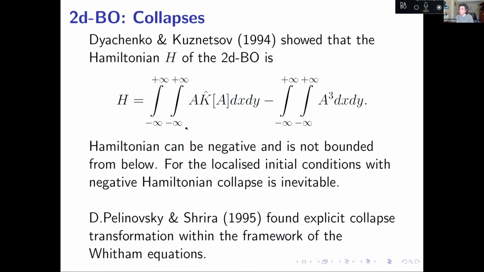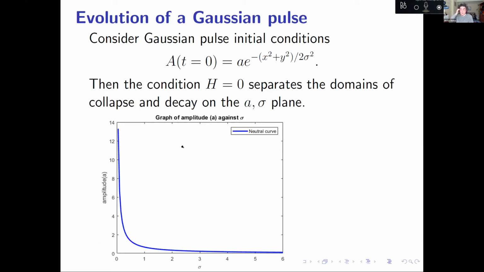This kind of criterion allows us to take initial perturbations of particular shape and map the domain, to find which initial conditions would result in collapse and which will not. So this is a typical boundary. Say I took initial condition in the form of Gaussian pulse, and this is the amplitude A, and this is the width of the pulse sigma, and all the initial conditions above the curve collapse, and all conditions below decay.